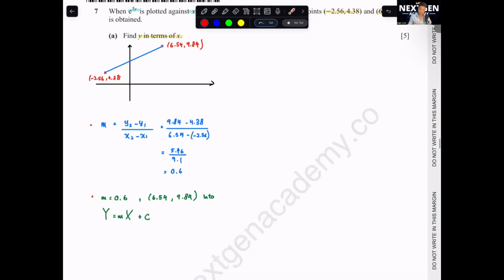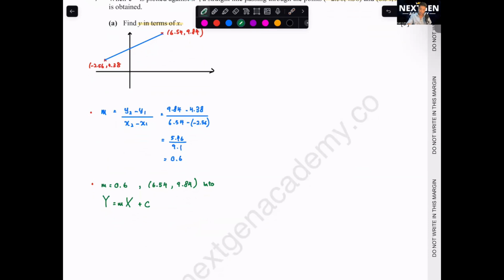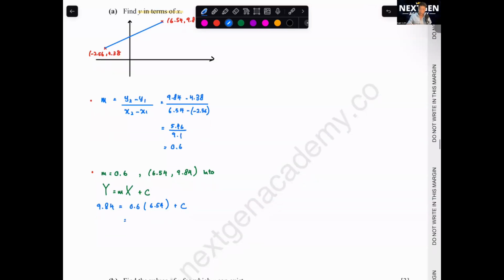So take note on this second step when we find the c, if you are using this method. So Y equals 9.84 equals 0.6 times 6.54 plus c. Here will be 3.924 plus c equals 5.916, or we can just round it up to 5.92. You got your m and your c.